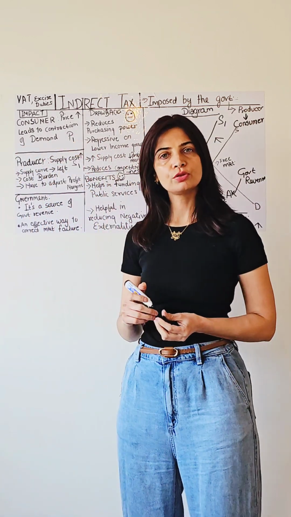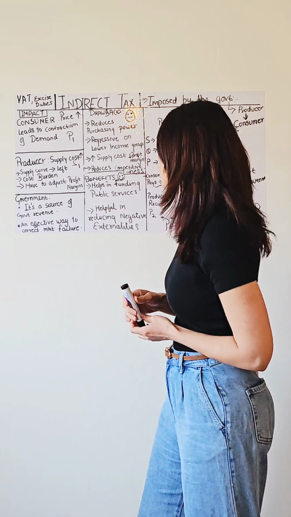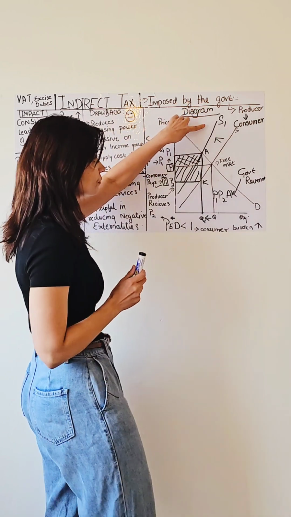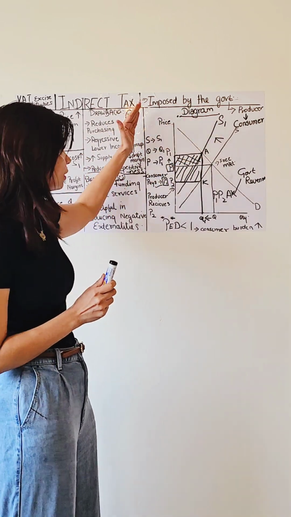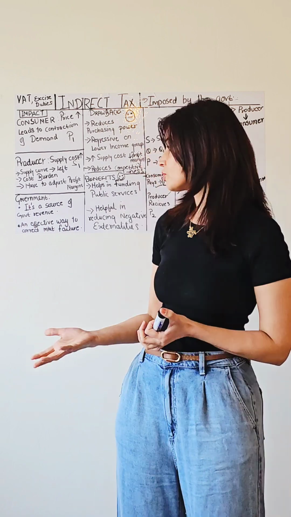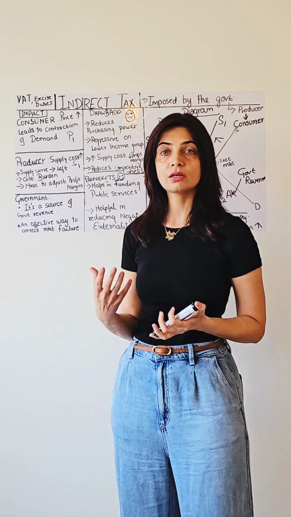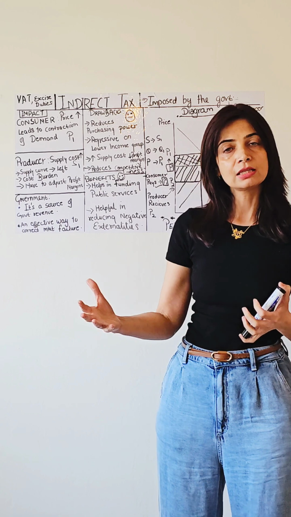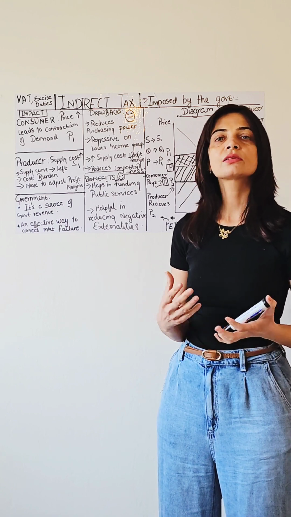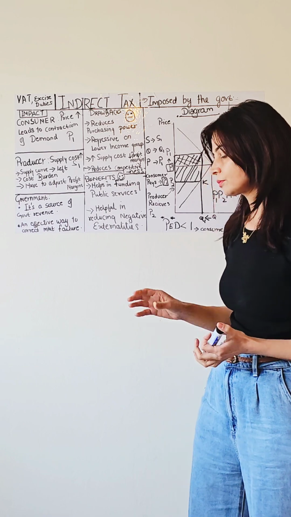What's happening for the producer? Let's see. We can see that for the producer also, the supply cost has increased as this curve has shifted to the left. Therefore, they have to now readjust their profit margins. They have to see what could be done in order to maintain that level of profitability, or in order to try and survive in the industry.